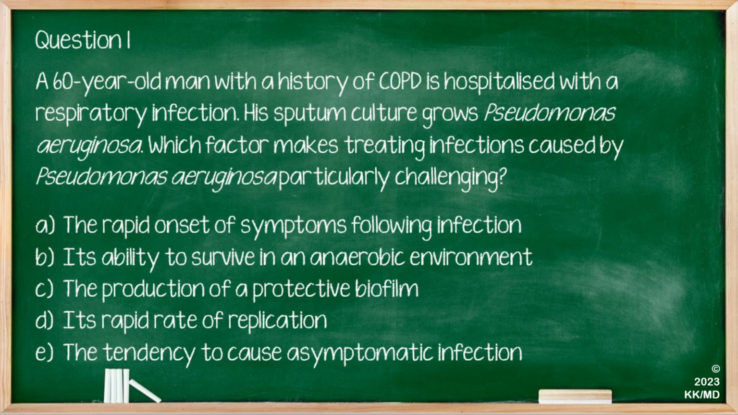Let's do some questions. A 60-year-old man with a history of COPD is hospitalized with a respiratory infection. His sputum culture grows Pseudomonas aeruginosa. Which factor makes treating infections caused by Pseudomonas aeruginosa particularly challenging? A. The rapid onset of symptoms following infection. B. Its ability to survive in an anaerobic environment. C. The production of a protective biofilm. D. Its rapid rate of replication. E. The tendency to cause asymptomatic infection.